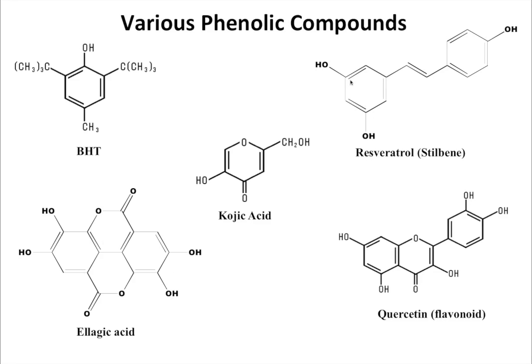As you can see here, it has two phenyl rings and three pendant hydroxyl groups coming from that. And here we have the structure of quercetin, which we already mentioned. And you can see you have various hydroxyl groups coming off of that structure as well. And this is a flavonoid type compound.